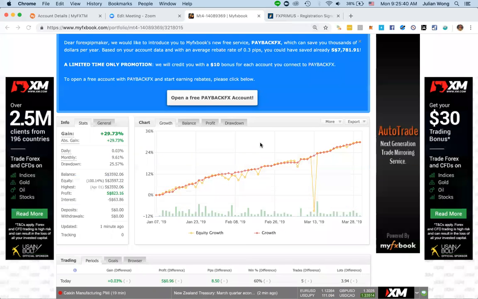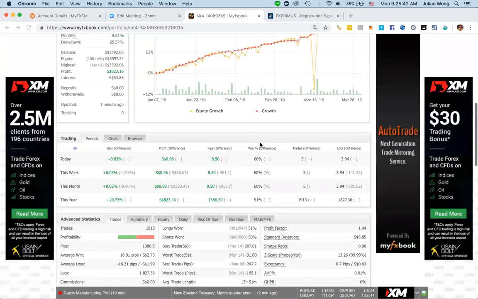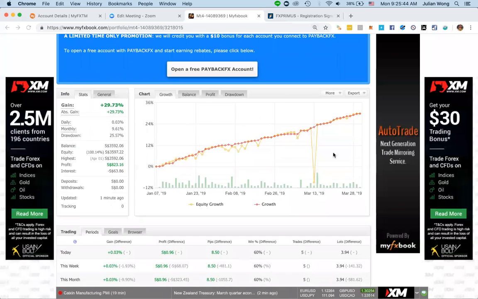Okay. By the way, what you're looking at is the first system that I've created, V1.1. It's the one that's been running for the longest period of time, totally automated. I haven't done anything to it. It's basically made like 30% in 3 months. So it's about 10%. As you see, 9.61% per month, it's almost 10% per month.